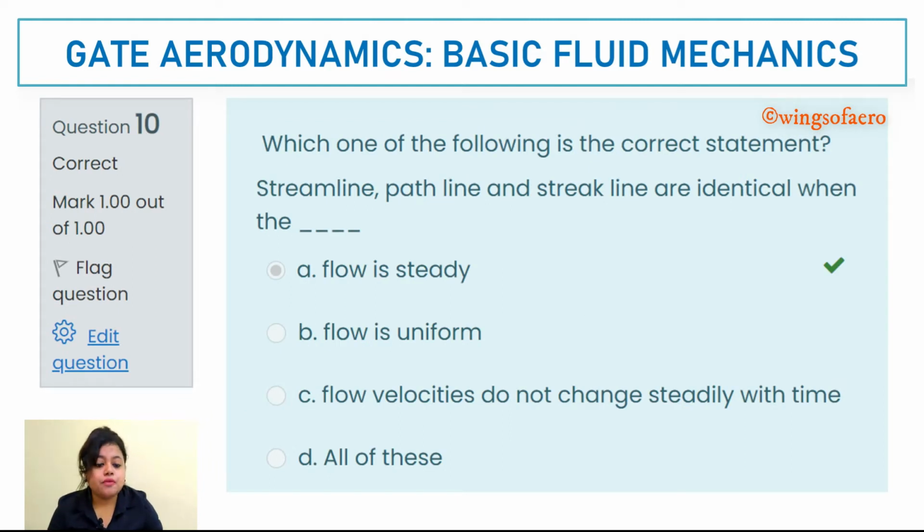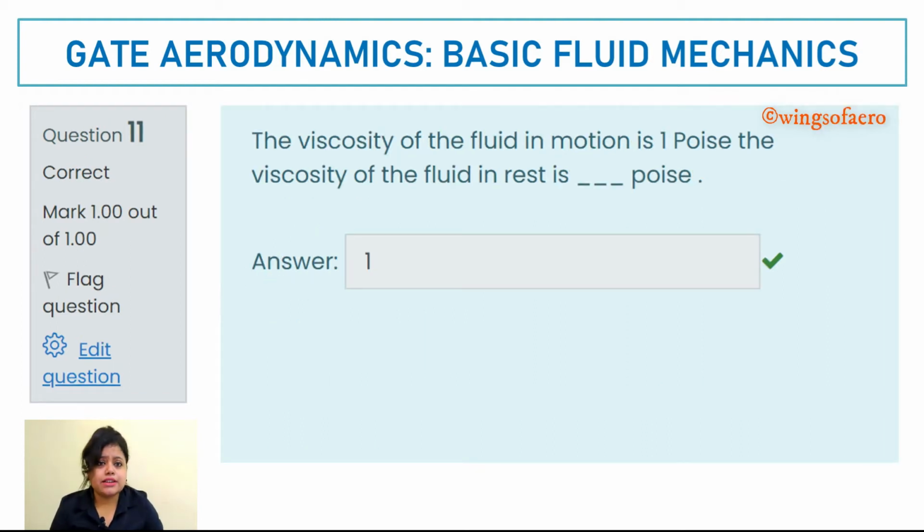Moving to the next, which of the following is the correct statement? They have asked when the streamline, path line and streak line are identical, and they have given some options. So, always remember the streamline, path line and streak line are identical when the flow is steady state, not uniform or other parameters, but it has to be steady state. Yes, it is a very common and very basic conceptual question.